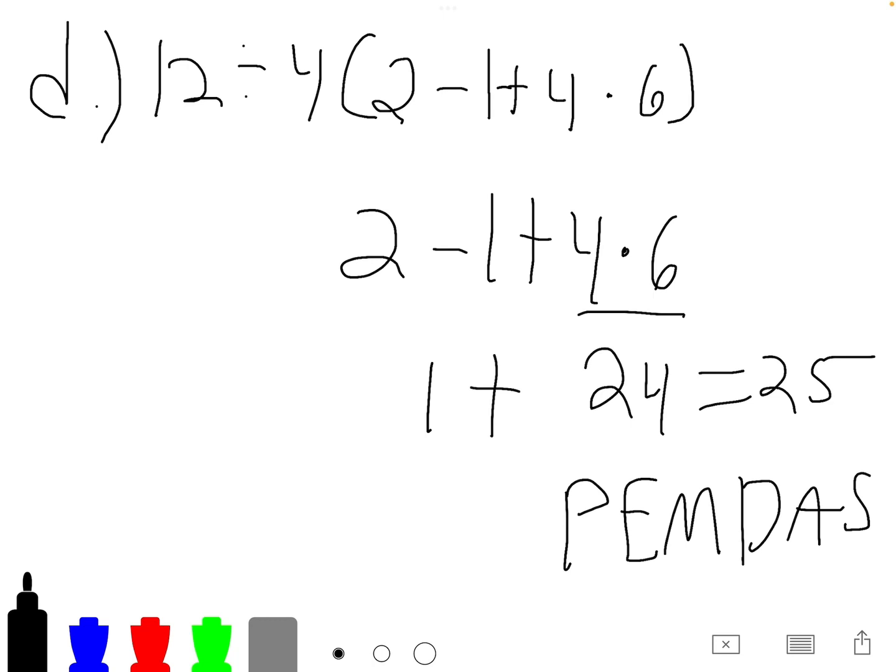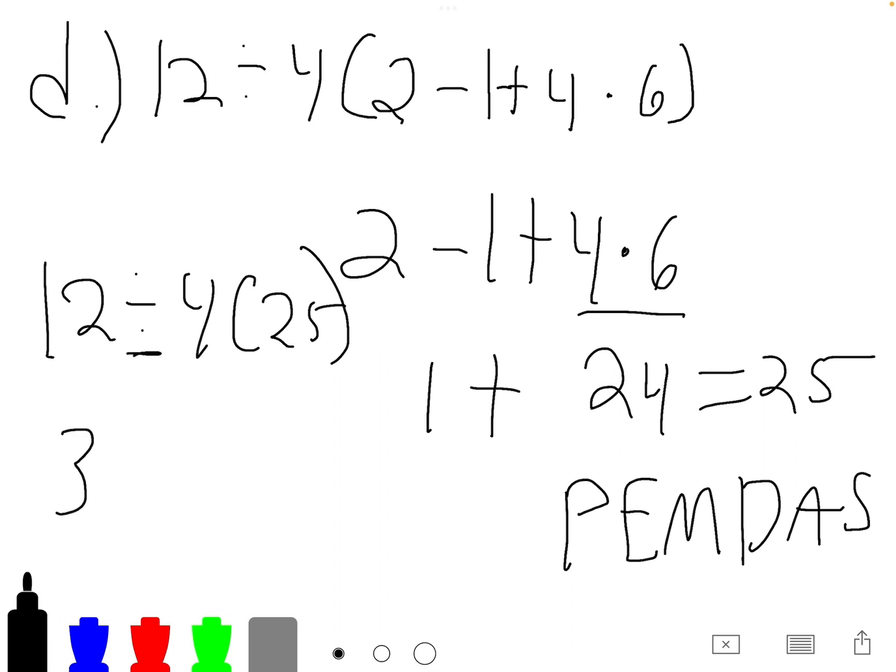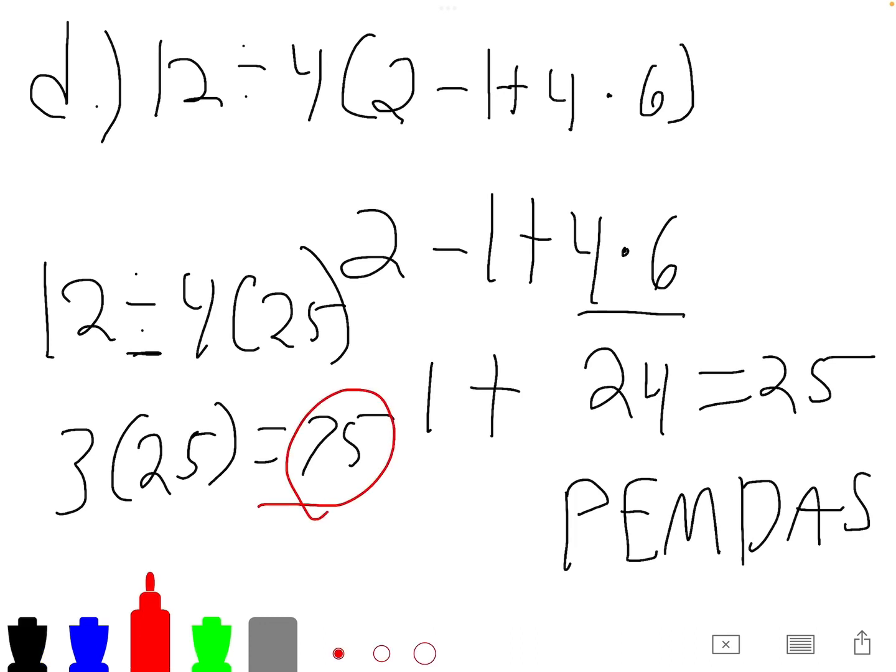So now your parentheses are done, so you're left with 12 divided by 4 times 25. 12 divided by 4 is 3. 3 times 25 is 75. So that is your answer for that one, 75.